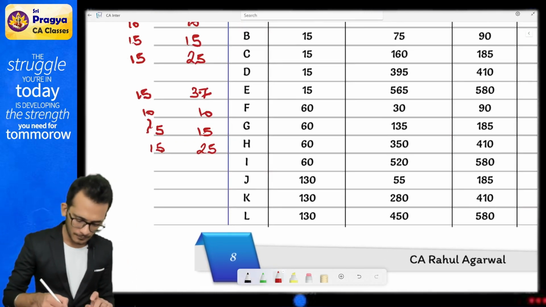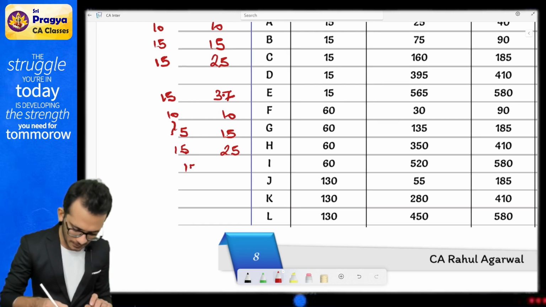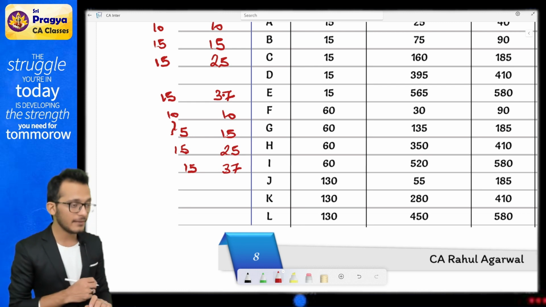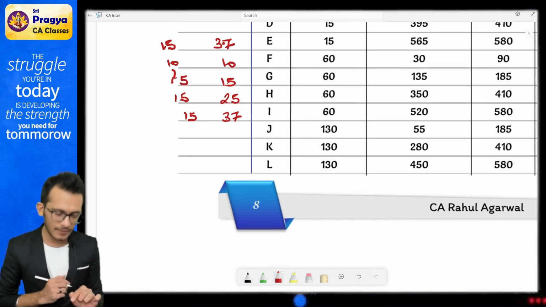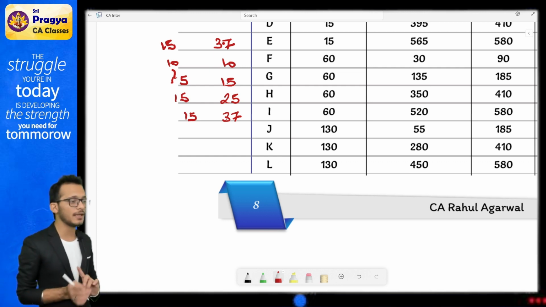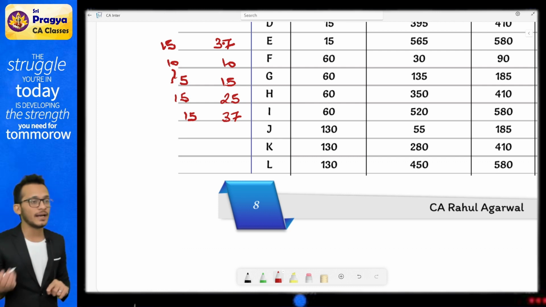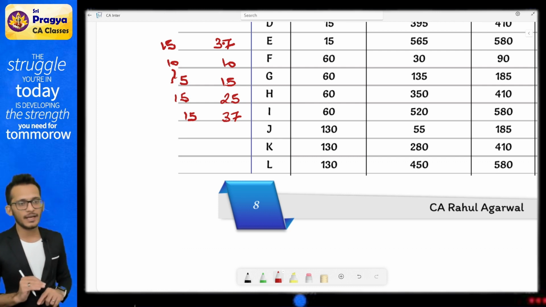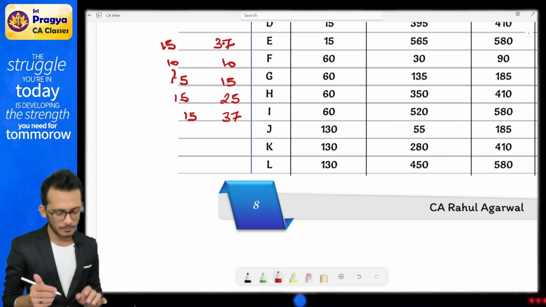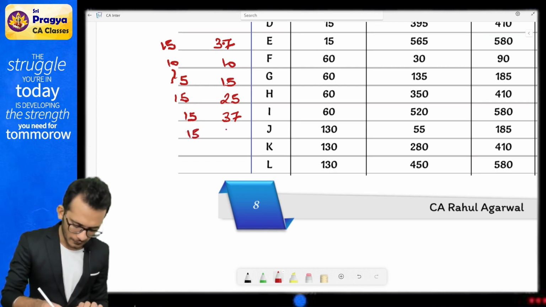60 will become 15%. 520 will become 37%. Then you have 130 and 55. 130 becomes special, 55 becomes others, total becomes 185. With your total becoming 185, you are again back to 2 crores. Surcharge has now become 15. 15 for both. So therefore 15 and 15.